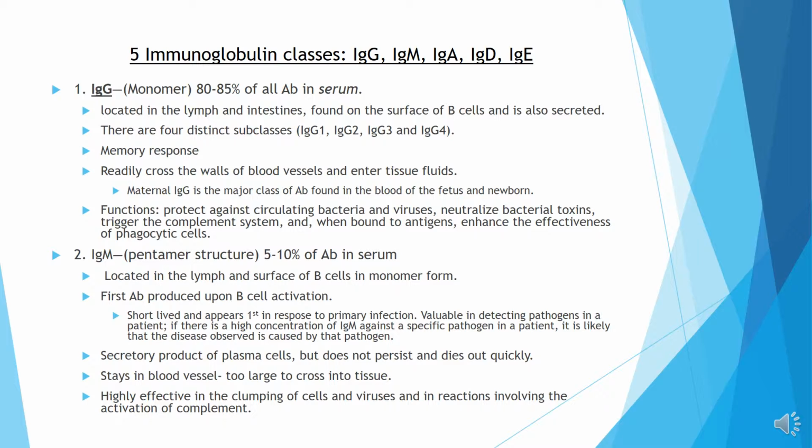This makes it valuable in detecting pathogens in a patient, since it is likely that the disease is caused by that pathogen. IgMs are secreted by plasma cells and generally remain in the blood vessels because they are too large to cross into the tissue. IgM is much more effective than IgG in causing the clumping of cells and viruses and in the reactions involving activation of complement.